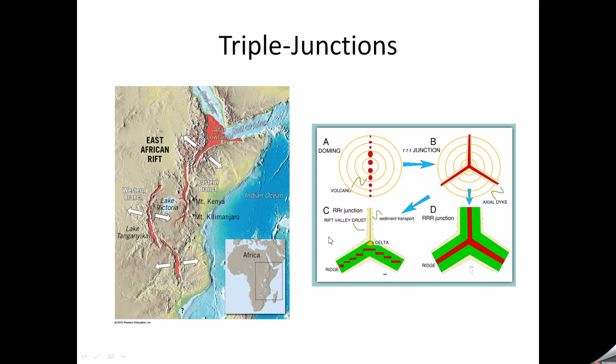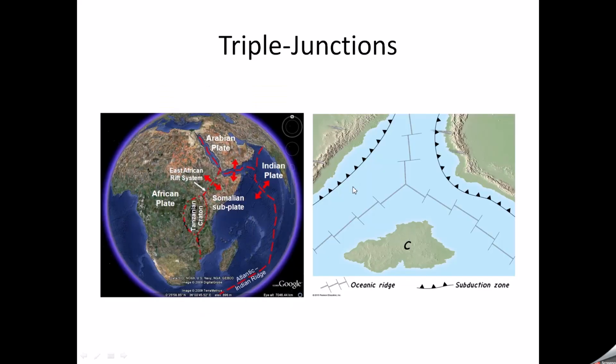And these two arms here, they represent the Gulf of Aden and the Red Sea. And the third arm, the one that failed to open, is the East African Rift or Afar lowland. This is the main idea of triple junctions, and here we can see it on the map. 1, 2, 3 arms, and this is the triple junction.